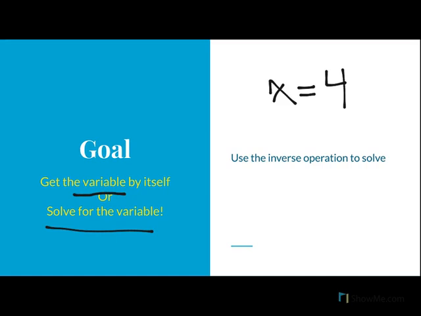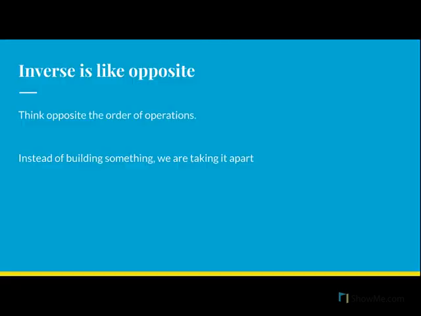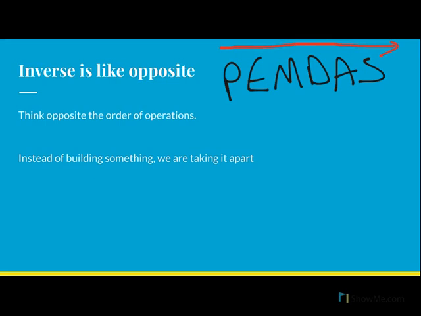Okay, and how we're going to go about doing this is we use something called the inverse operation in order to solve. So how we can think about this process is just like when we had our order of operations. Remember, we had PEMDAS, right? And this is how we simplified stuff. We always started with parentheses, and then we did exponents, multiply, divide, add, subtract, right? And this is how we put things together, trying to solve something.